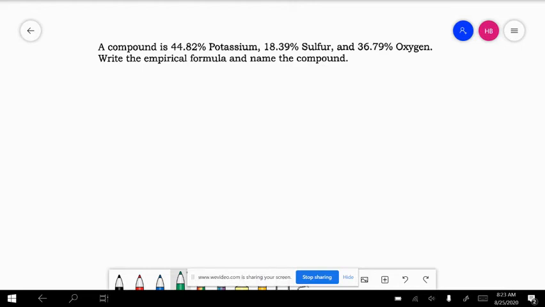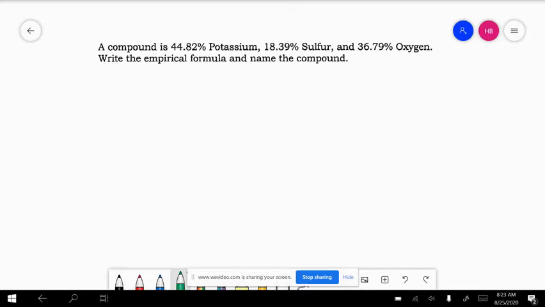Good morning, AP Chemistry. I'm going to work out an empirical formula problem for you. This particular one starts with percents. Remember that it doesn't matter if you start with percents or you start with grams, because if you're given percents, we're just going to assume that we would take a 100-gram sample.